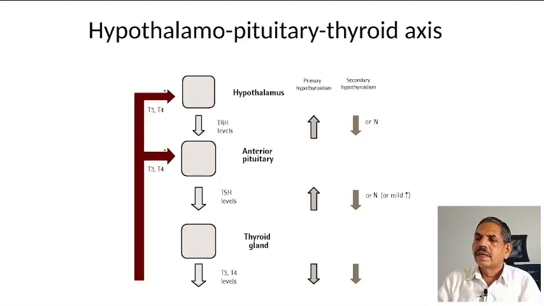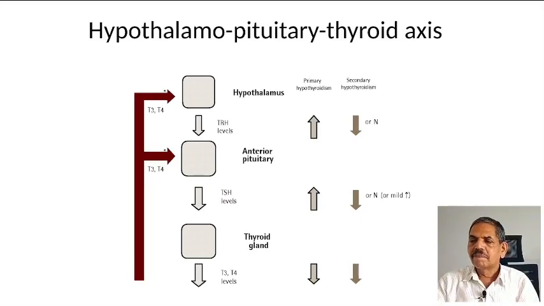There is a hypothalamo-pituitary thyroid axis, where the hypothalamus controls the anterior pituitary, and the anterior pituitary in turn controls the thyroid gland through TRH and TSH. Thyroid hormone homeostasis is maintained through feedback inhibition, as shown in this slide.